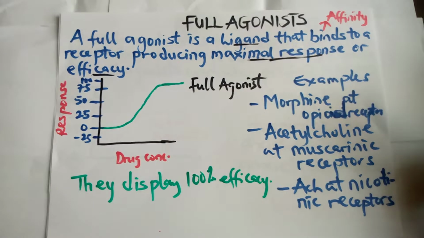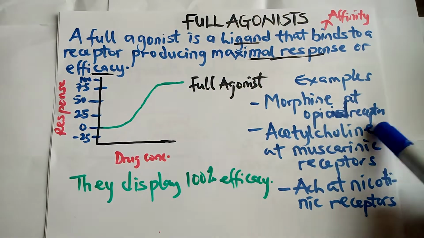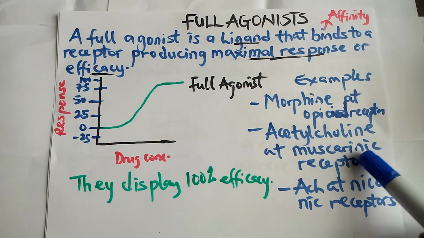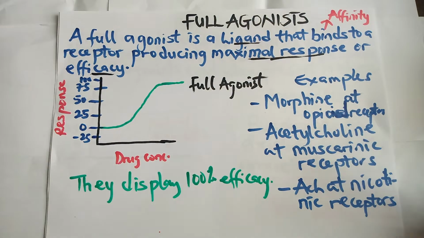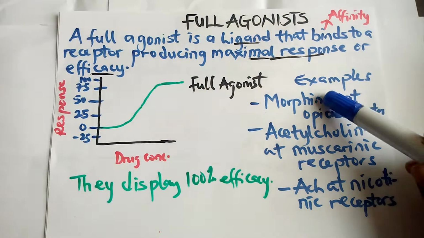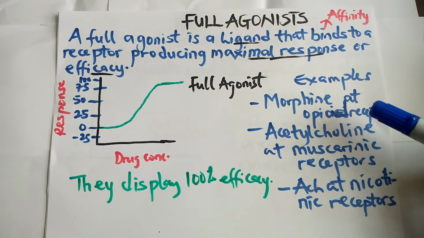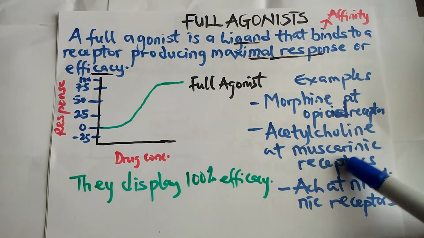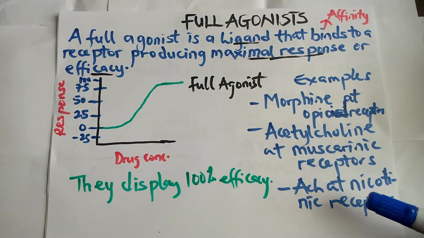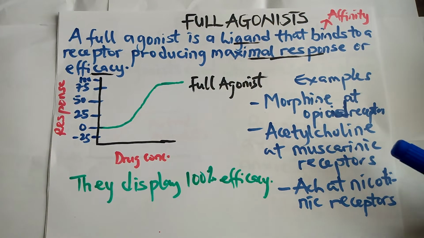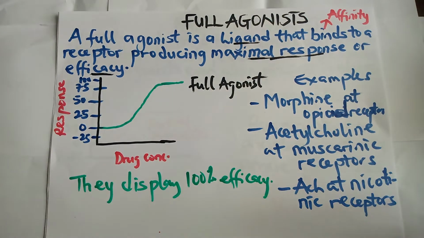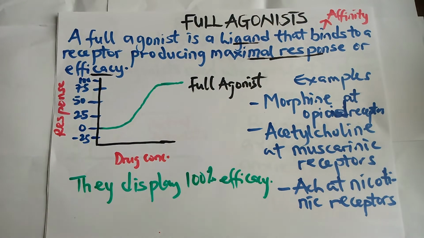And examples of full agonists are morphine at the opioid receptors. We also have acetylcholine at muscarinic receptors and acetylcholine at nicotinic receptors. So morphine causes full activation of opioid receptors. Similarly, acetylcholine causes full activation of muscarinic receptors and also nicotinic receptors. So because acetylcholine causes full activation of muscarinic receptors and nicotinic receptors, it is called a full agonist.